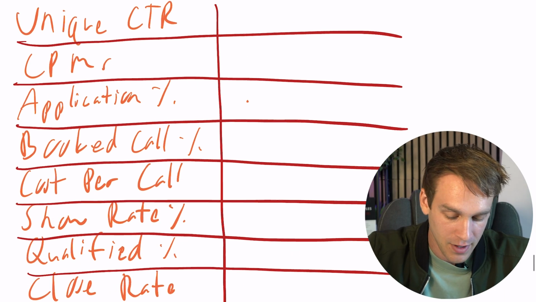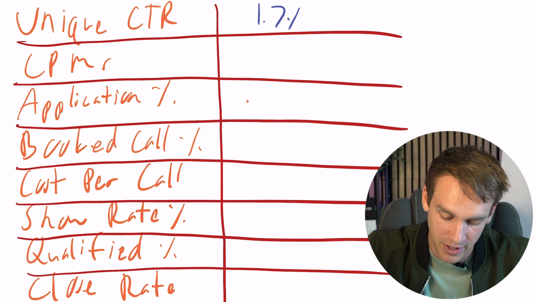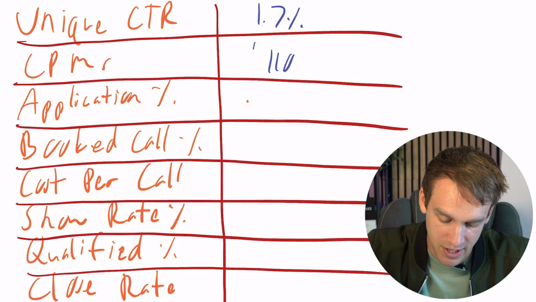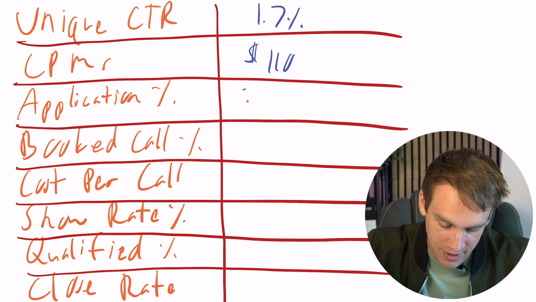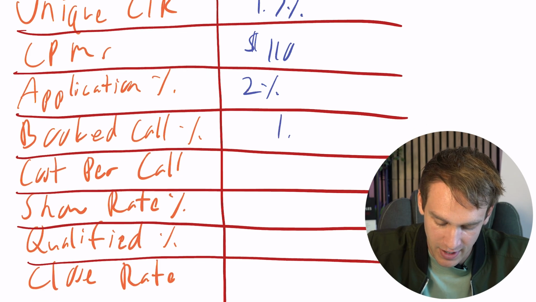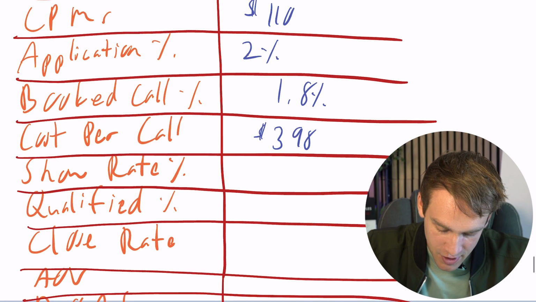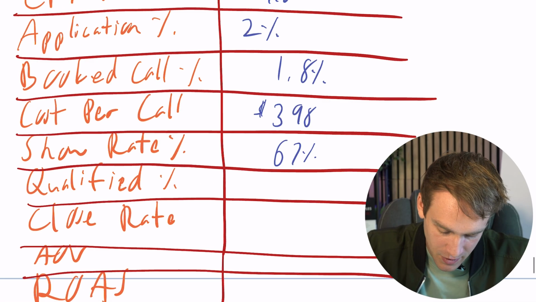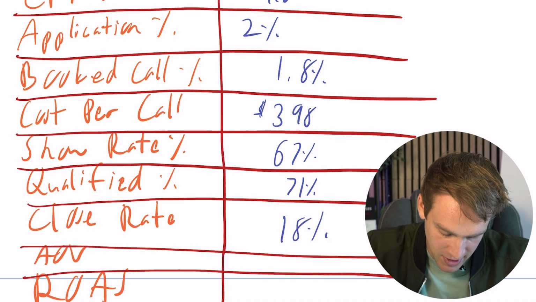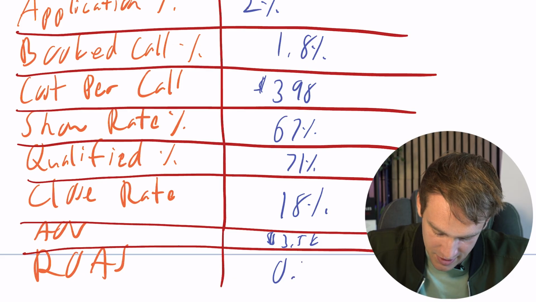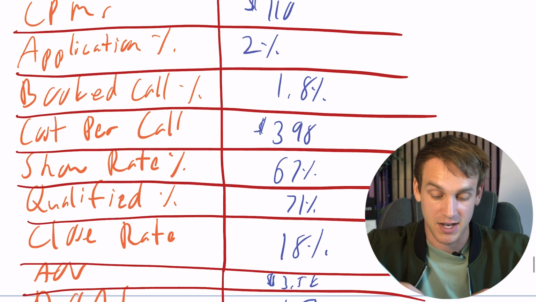So from here, say for example, the click-through rate's 1.7%. I'm just gonna make up a bunch of stuff. The CPMs are 110 bucks. The application rate is 2%. Book call rate is 1.8%. Cost per call, let's say, is $398 or something. Show rate is 67%. Qualified rate is 71%. Close rate is 18%. AOV 3.5K. And we're just saying a negative ROAS in this case. Let's just say 0.7x, right? Just making up these numbers, okay?